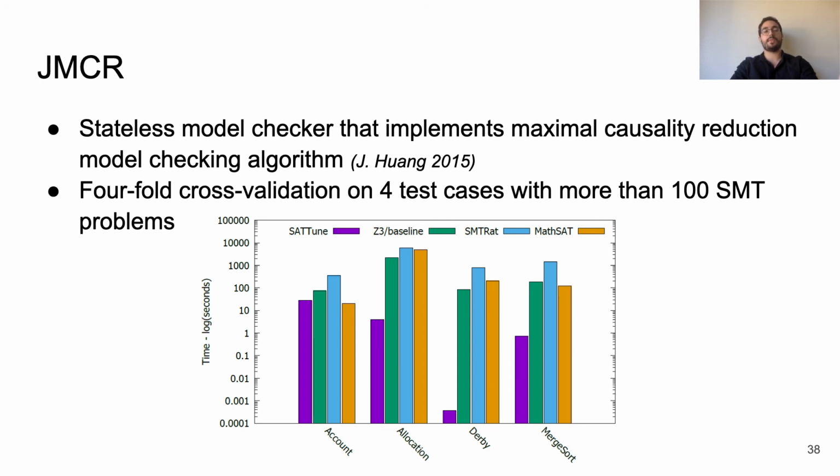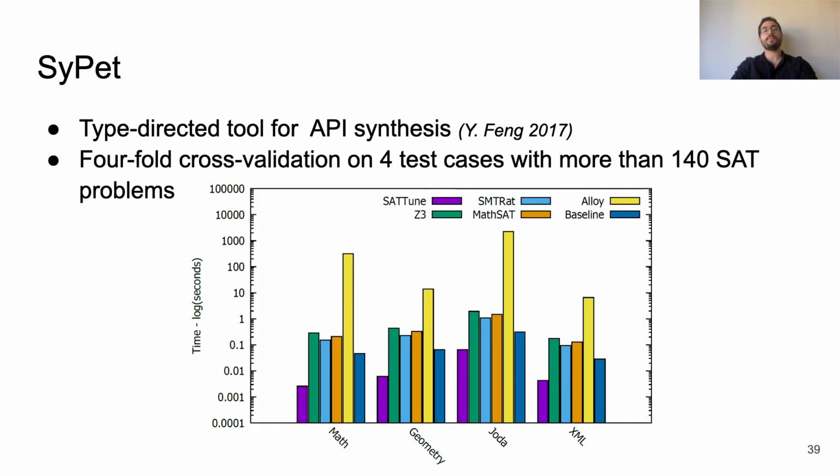In this figure, the y-axis represents time in logarithmic scale, and the x-axis is the name of the test cases. Satune's test results are shown in purple and the baseline is in green. In this figure, lower is better, and as you can see, Satune was faster than the baseline in all the test cases.